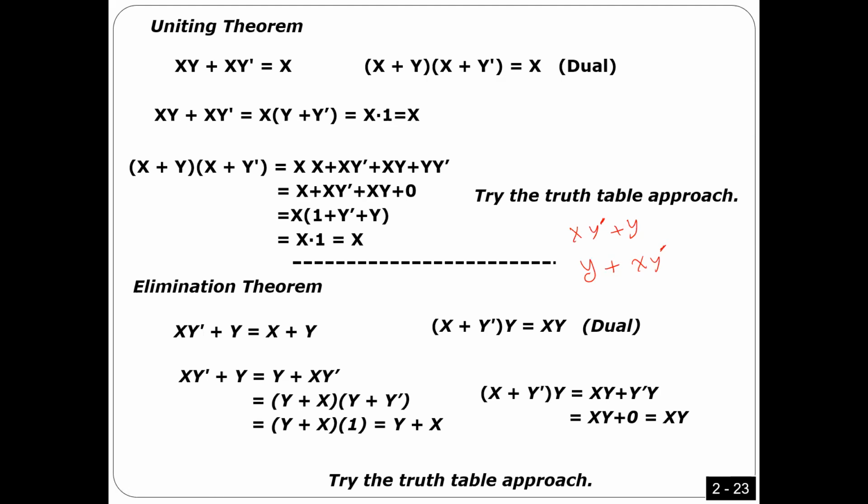Now I'm going to do the distribution. So this becomes y or x and y or y prime. I do the distribution, and now this term, y or y prime, becomes 1. I did the distribution in order to get this term, and this term is 1. And any term and 1, you get the same term. Any questions?